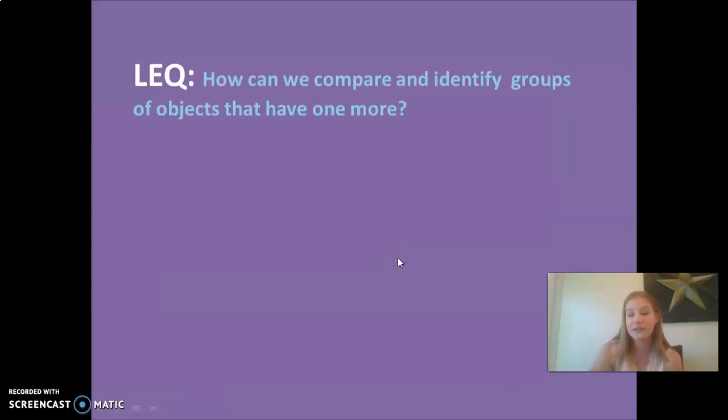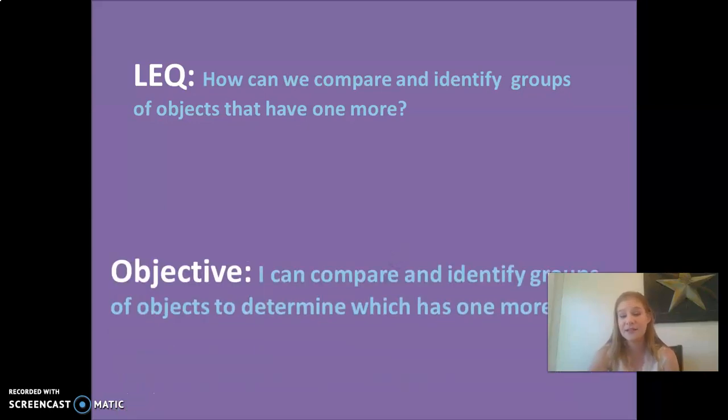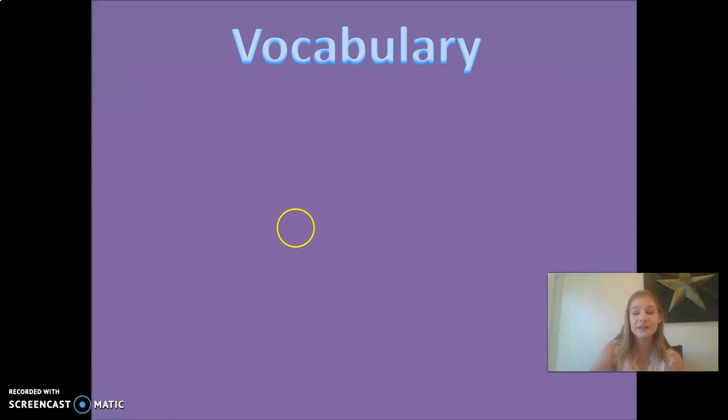So our LEQ for this lesson was, how can we compare and identify groups of objects that have one more? And our objective for the lesson is, I can compare and identify groups of objects to determine which has one more. So let's look at the vocabulary that we'll see in this lesson.